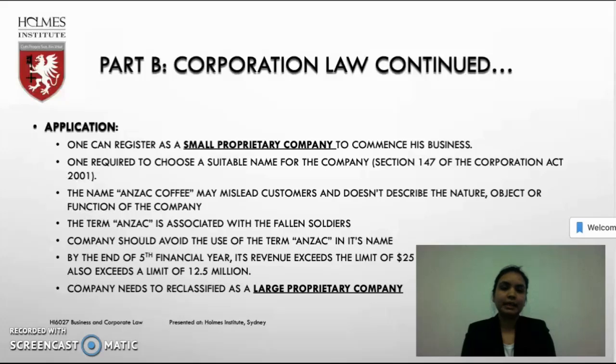Therefore, every company in the beginning can register as a small proprietary company, but with time, according to its revenue and assets, it should be registered as a large company. And in regard to the name, Anzac is not appropriate for the given company.